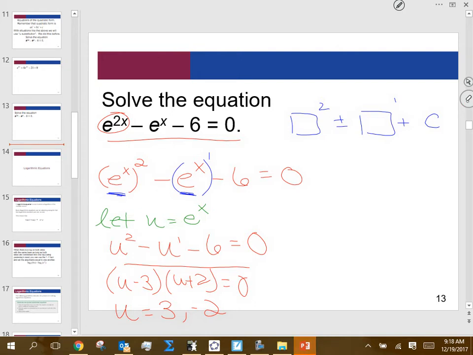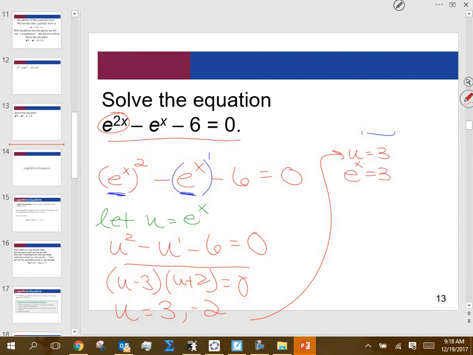Okay. Now, that's not my answer, right? Because what was the question in regards to what variable? X. And we just solved for u. Okay? So if u is 3, and I back substitute, okay, so u equals 3, but u was e to the x, right? So now we have e to the x equals 3. It's an exponential equation now, right? It's a lot simpler of an exponential equation than what we started with, but it's still an exponential equation.